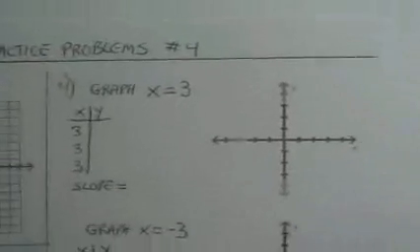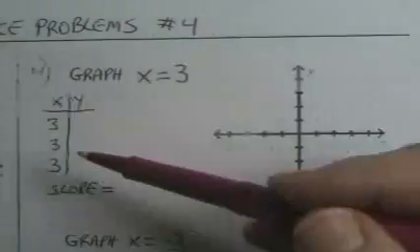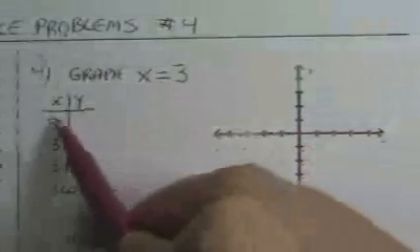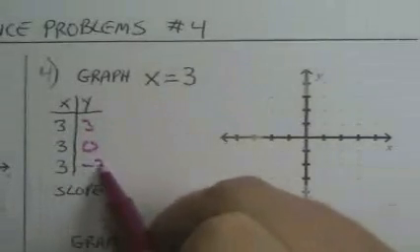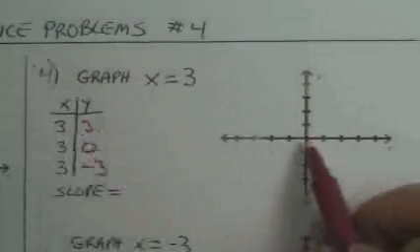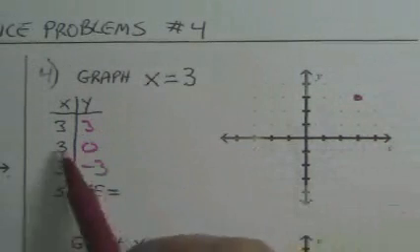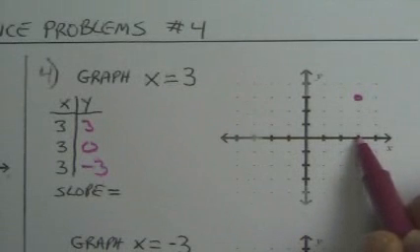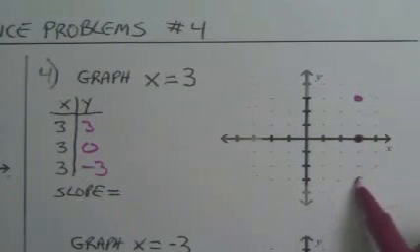Now, in the top one, x is always 3. So if you make some points, you could say (3, 3), (3, 0), and (3, -3). If you graph these points, (3, 3): I go over 3, 1, 2, 3, up 3, 1, 2, 3. It's right there. (3, 0): I go over 3, and then I don't go up any. (3, -3): I go over 3 and down 3.